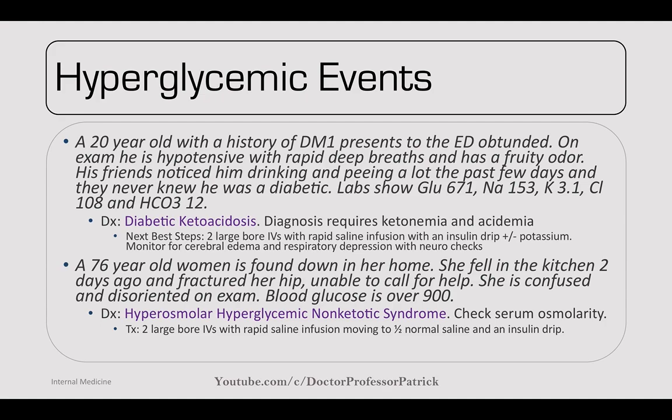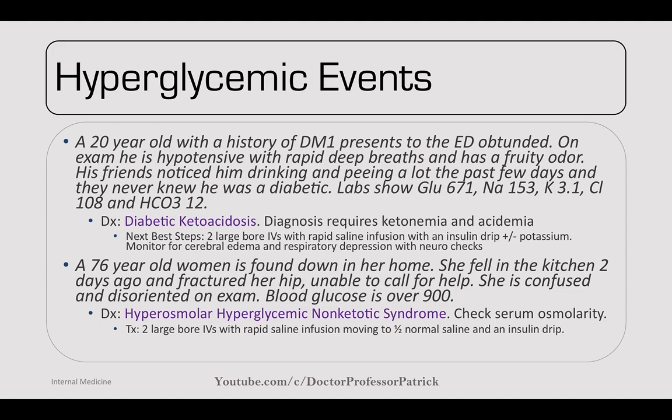So here we've got a large gap, and this is a diabetic ketoacidosis. Diagnosis requires ketonemia and acidemia. So the next best step here would be 2 large bore IVs, rapid saline infusion, and then you want to start an insulin drip. Eventually you're going to have to add potassium into those as well. And you want to monitor for cerebral edema and respiratory depression with frequent neurologic checks.